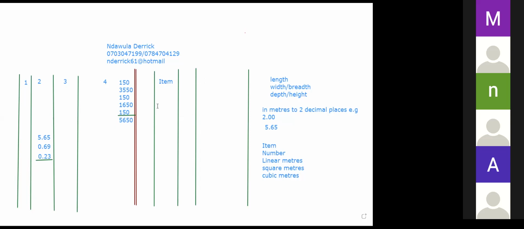When we come to number, say you're cutting down trees, and I have a given type of trees, I'll put one type of tree. That's how we deal with the number.